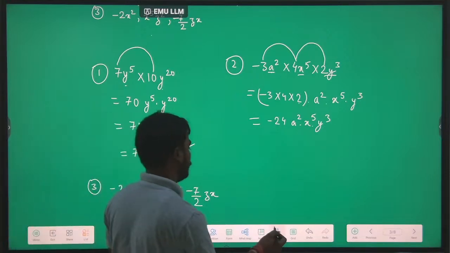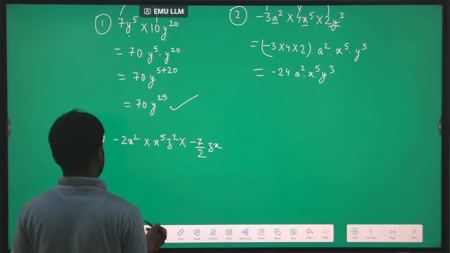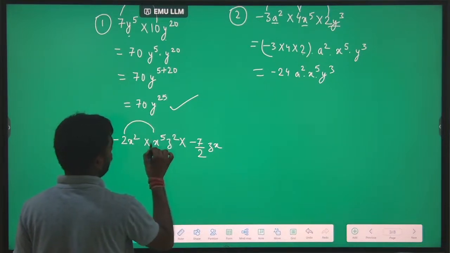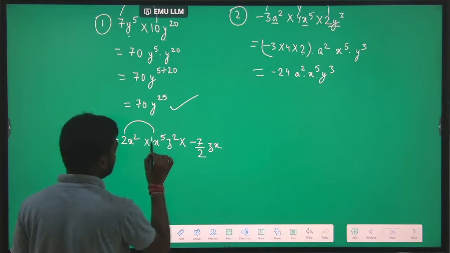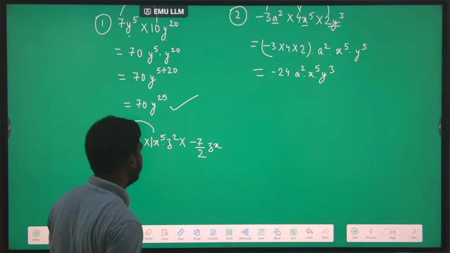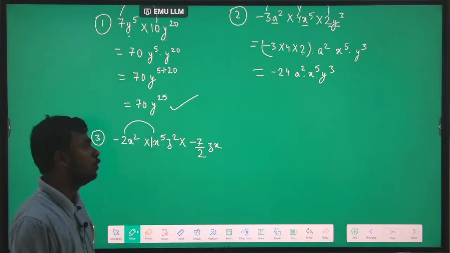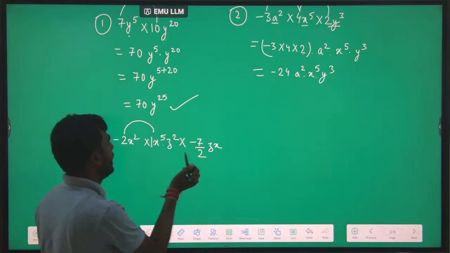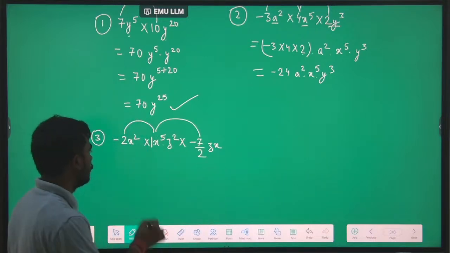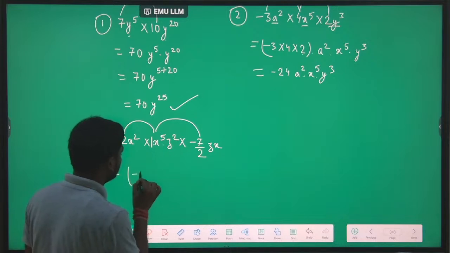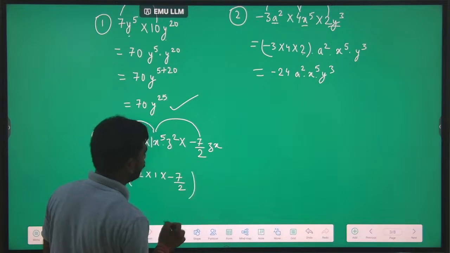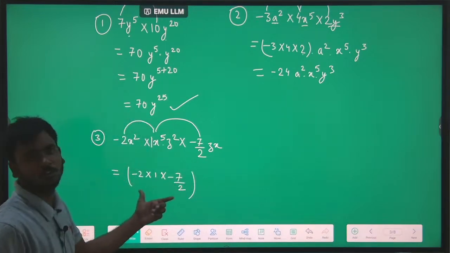So what we are going to do? We will do the same thing. We will multiply these coefficients. Here no coefficient is there, we will take it as 1. So this 1 into x to the power 5 into z square will be x to the power 5 z square. Okay. So minus 2 will be multiplied with 1 and this 1 will be multiplied with minus 7 upon 2. So what we will get? We will get minus 2 into 1 into minus 7 upon 2. Okay. So we have multiplied the coefficients.